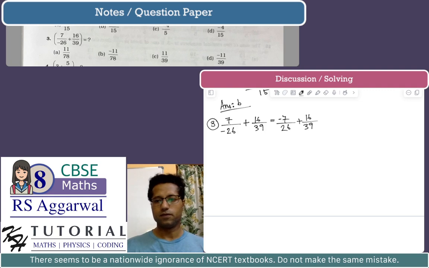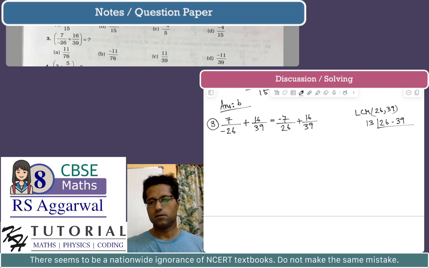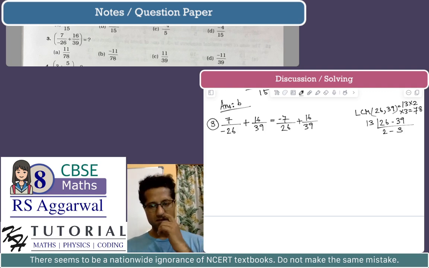So the denominators are different. We have to find the LCM of 26 and 39. So let's find out the LCM of 26 and 39. I think it will divide by 13. So 2, 3. So the LCM becomes 13 into 2 into 3, which I guess is 78. The LCM is 78.